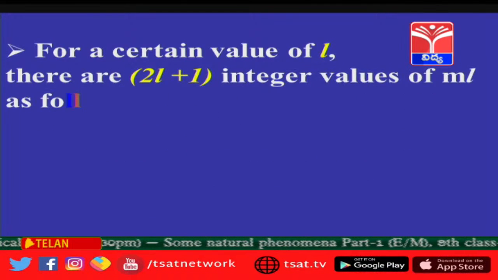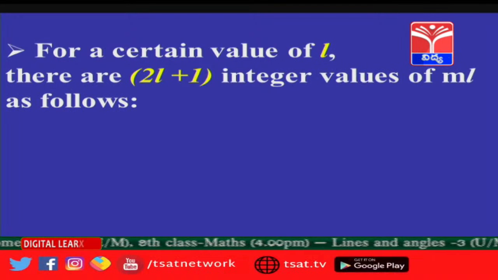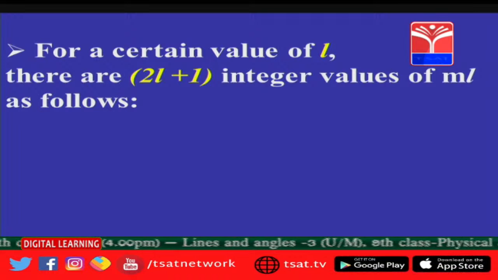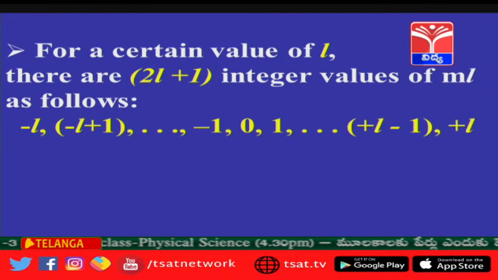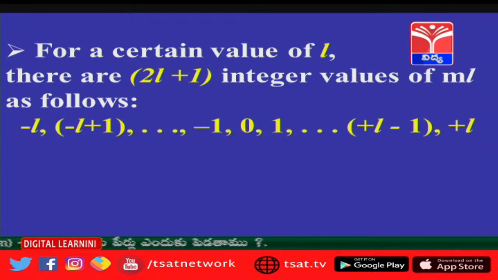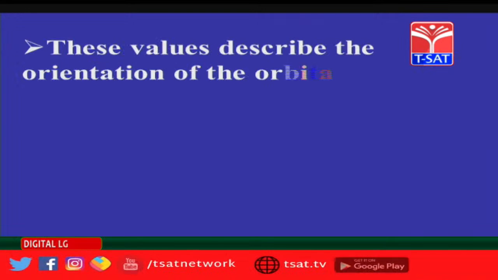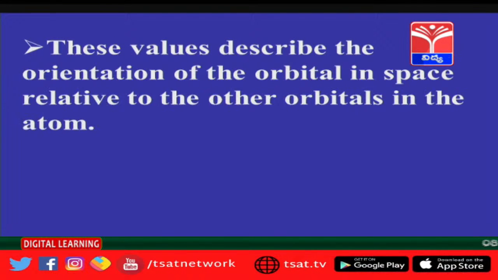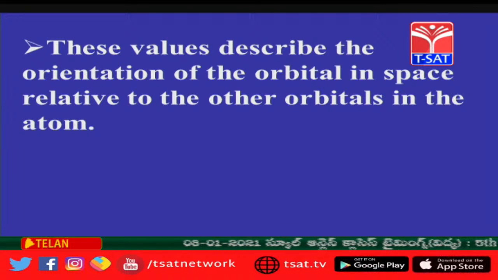For certain value of L there are 2L plus 1 integer values of ML as follows: minus L, minus L plus 1, and so on, minus 1, 0, 1 and so on, plus L minus 1 and finally plus L. These values describe the orientation of the orbital in space relative to the other orbitals in the atom.